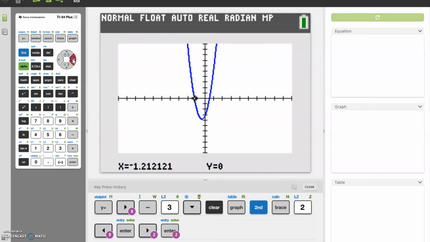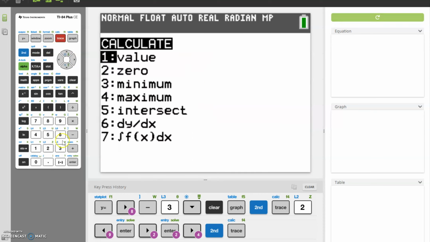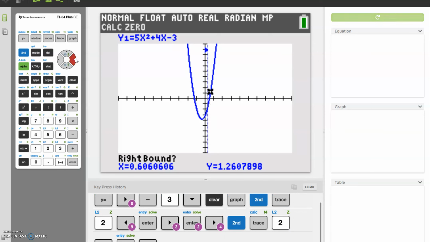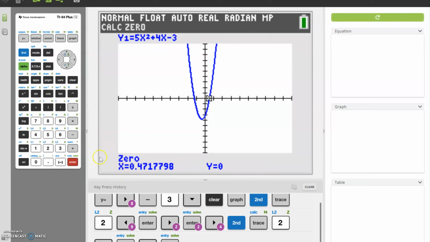Let's go ahead and uncover the other x-intercept. We're going to have to do second, trace, again option 2 for zero, and we want to be on the left side of this x-intercept. This is pretty close. I'm going to hit enter, and then I want to be on the right side of that x-intercept, and finally we're going to guess. And lo and behold, we still get that 0.4717798.